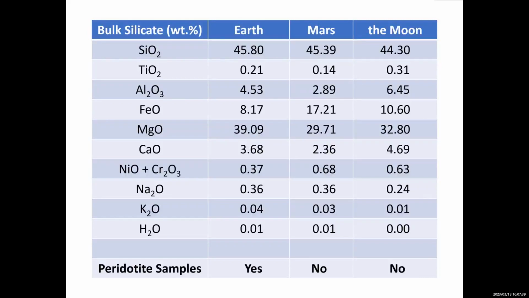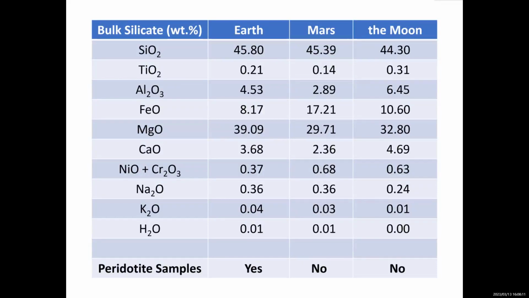Here I would like to show a little about the bulk silicate composition of the Earth, Mars, and the Moon, so far as we know. For the Earth, people get it from the basalts as well as the peridotite samples, so that we can calculate the bulk silicate composition of the Earth. That's more well known. But for Mars and the Moon, which lack peridotite, we gather composition from the basalts, and then you calculate what their source composition should be.